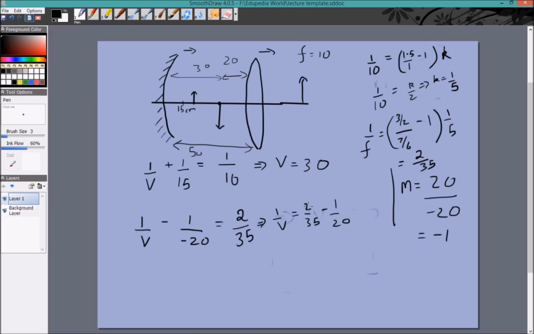So this will be 4 by 70 or 8 by 140 minus this will be 7 by 140, so 1 by 140, which gives me v is equal to 140. So in this case the magnification will be v by u, that is 140 by minus 20, that is minus 7. Right. So the magnification is minus 7 from this to this, and this itself had a magnification of minus 2. So the total magnification will be the product, that will be 14.